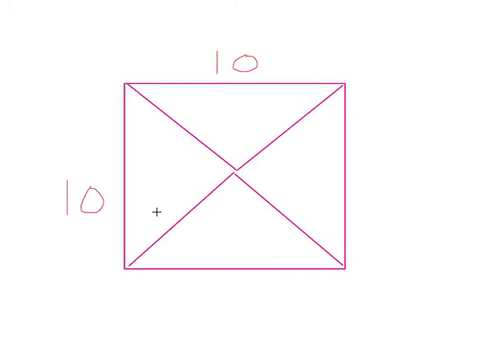The apothem is going to come straight down, and that's what I'm trying to find. So I'm trying to find this length right here, which is the apothem, which I'm going to call A. That apothem comes down, it's going to divide this into 2 equal parts, so this now becomes 5. This becomes 5.